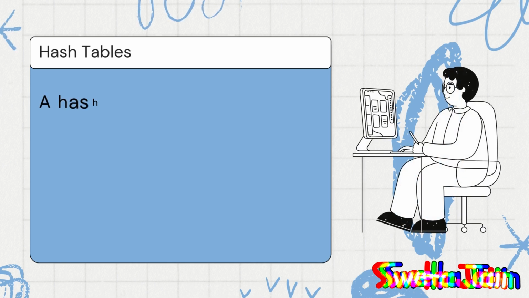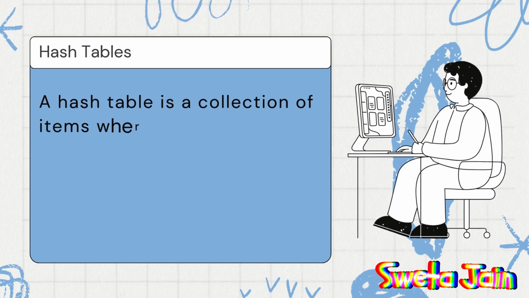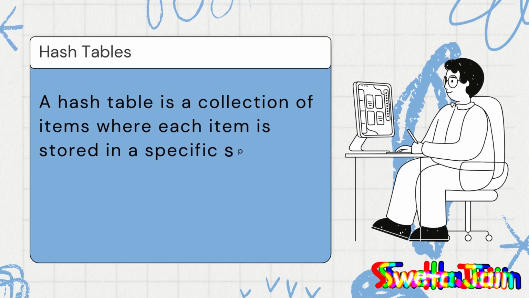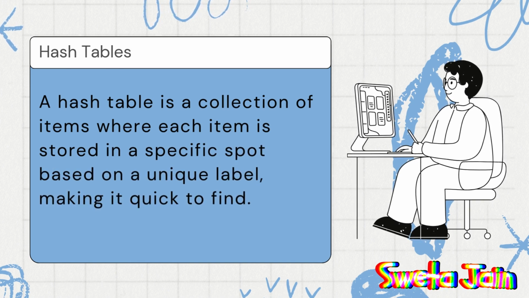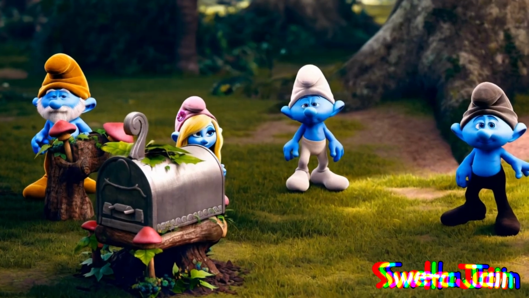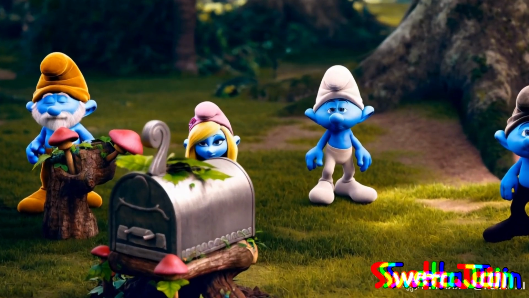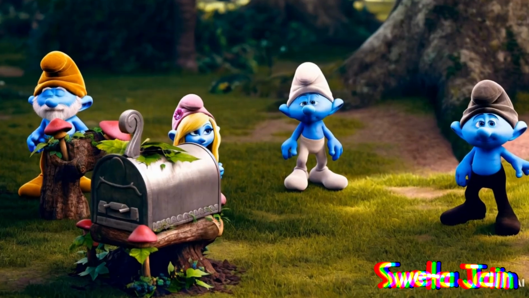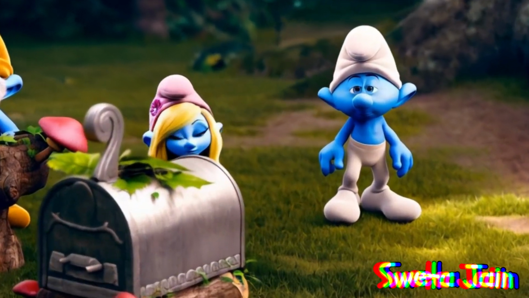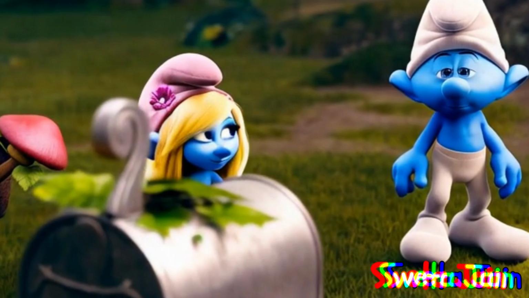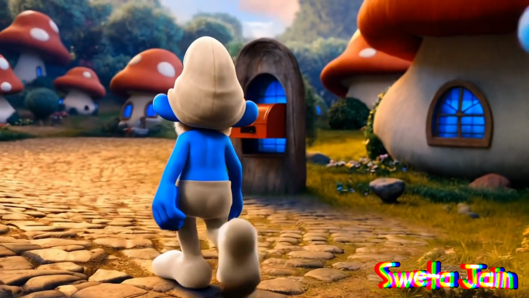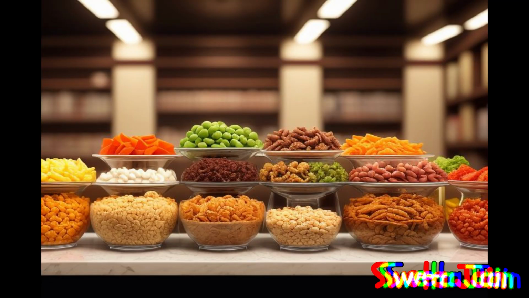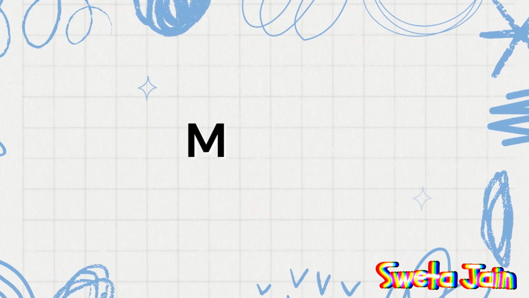6. Hash tables. A hash table is a collection of items where each item is stored in a special spot based on a unique label, making it quick to find. Example: imagine each character in the Smurfs has their own mailbox. There's a mailbox for Papa Smurf, Smurfette, and Brainy Smurf. If you want to send Brainy Smurf a letter, you just look for the mailbox labeled Brainy and drop it in. That's how hash tables work. Quick and organized.